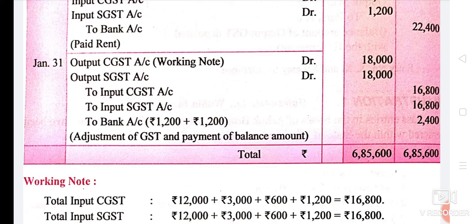Government. Understood? This amount will be deposited with the government, 2,400. Okay, so in this way we have to pass the journal entries at the time of intrastate transactions. That's all for today.